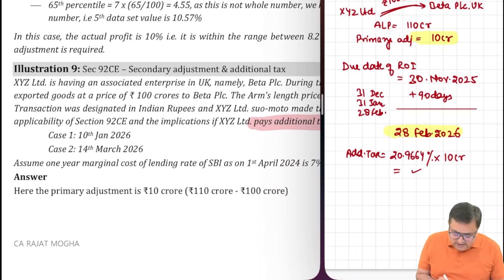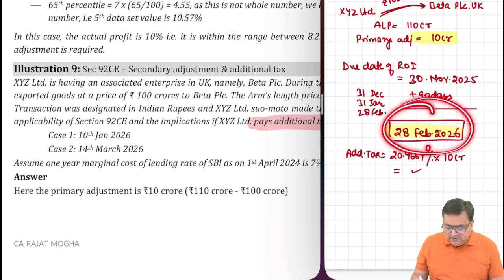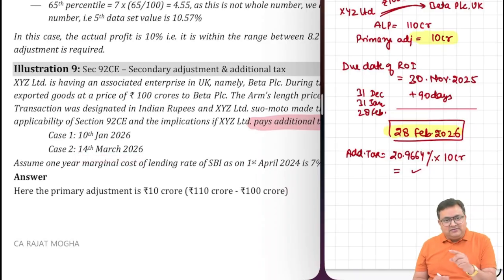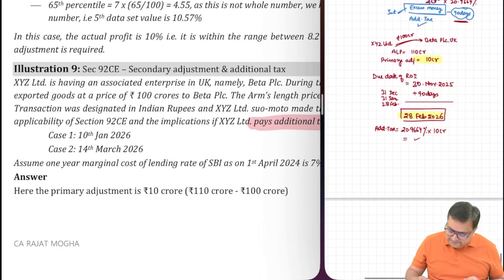And if the money is repatriated on 14th of March 2026, please tell me whether the money came within 90 days or after 90 days. Sir, it is after 90 days. This was the 28th of February and you are bringing the money on 14th March. So we will calculate the interest also, add it to the excess money, and then calculate your additional taxes.